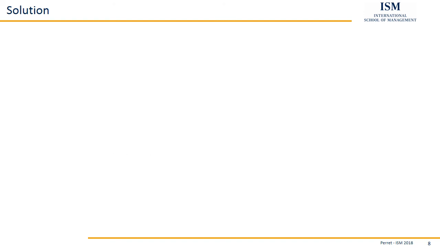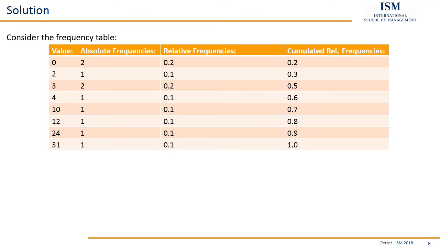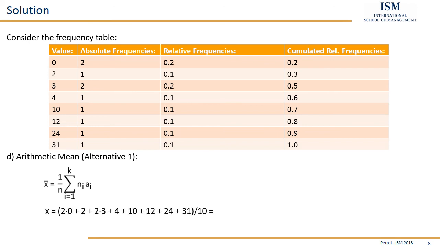So the first alternative for the arithmetic mean we will see bases itself on the frequency table. Here we just multiply the values and the absolute frequencies. We add this up and divide this by the number of observations. This leads to the following result. Well, obviously the result 8.9 is the same as before.